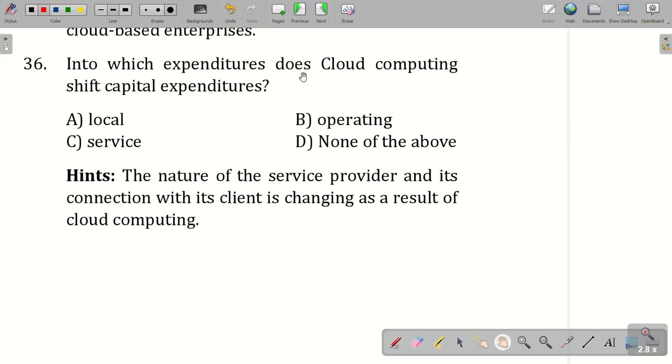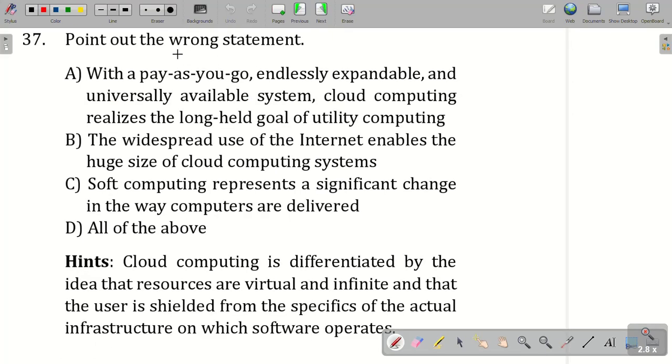Into which expenditures does cloud computing shift capital expenditure? This capital expenditure depends upon the operating. The nature of the service provider and its connection with its client is changing as a result of cloud computing that is based on operating. Point out the wrong statement.